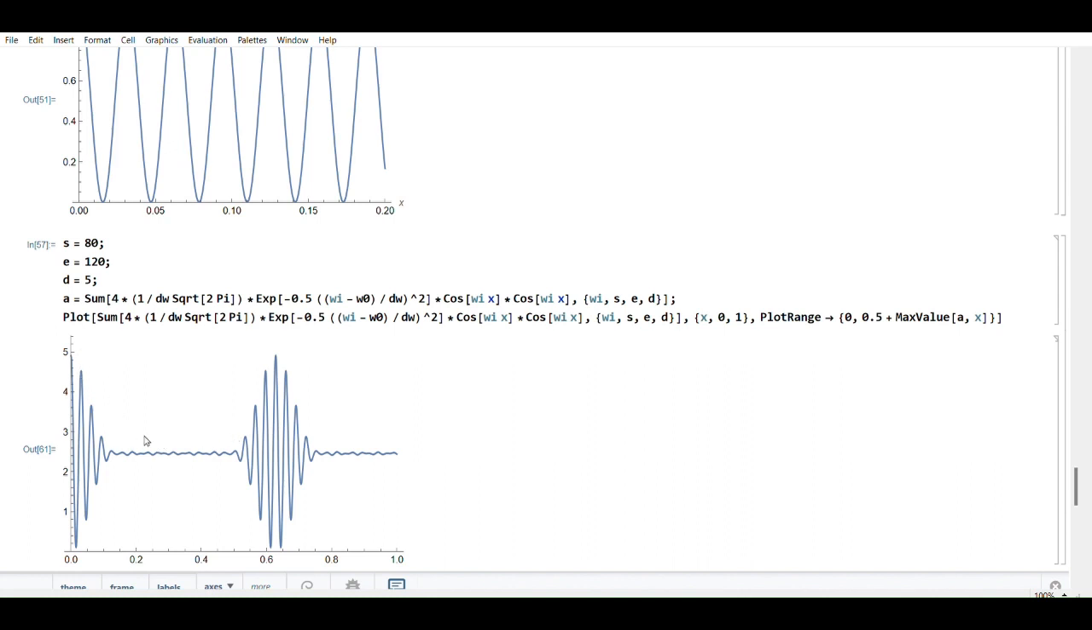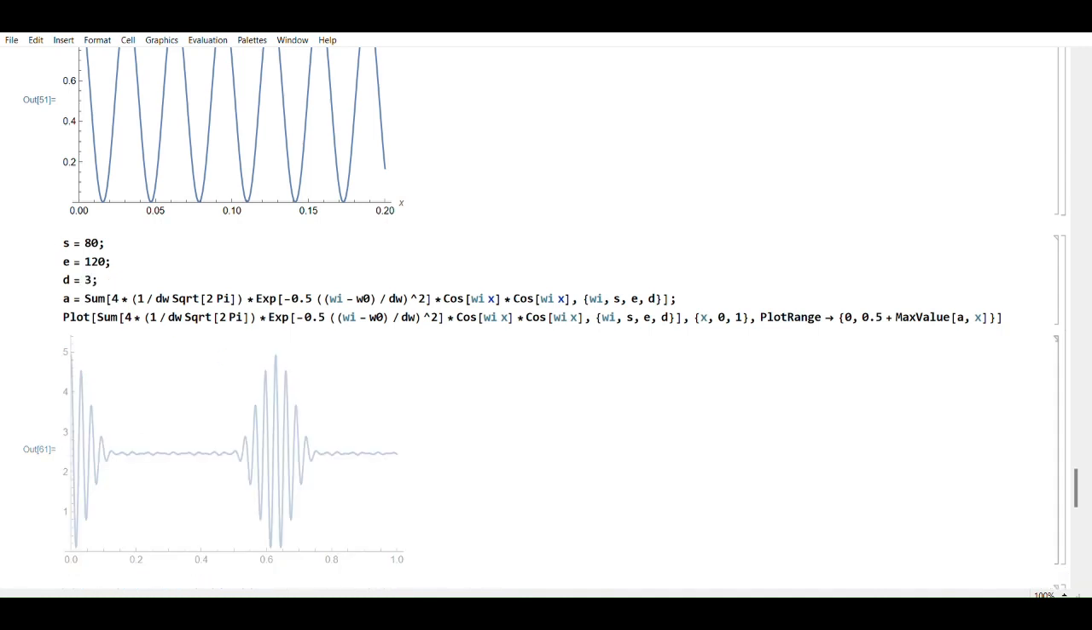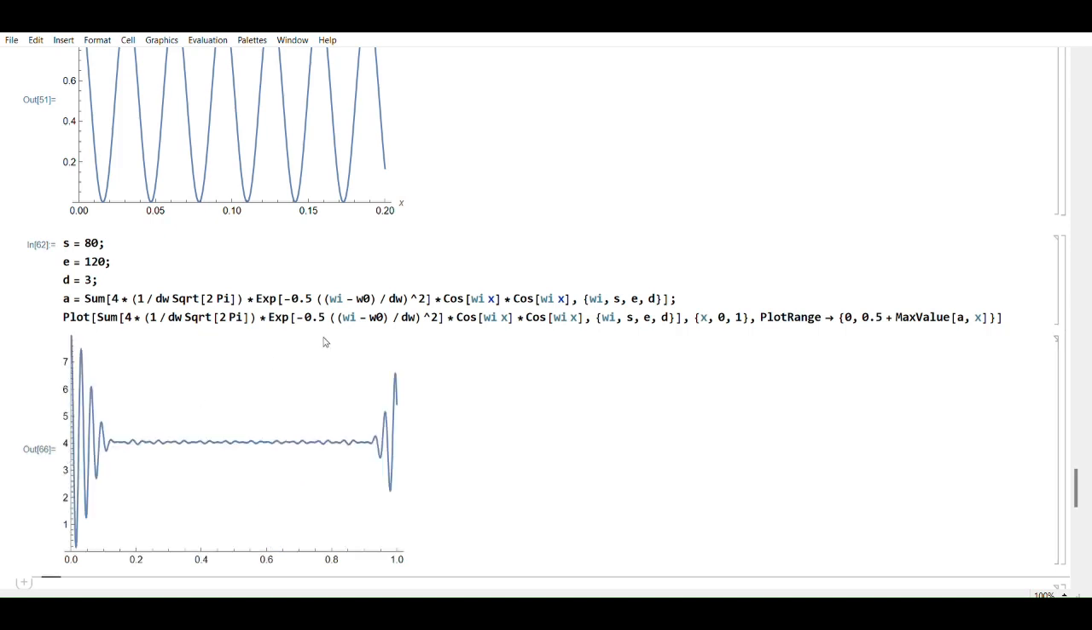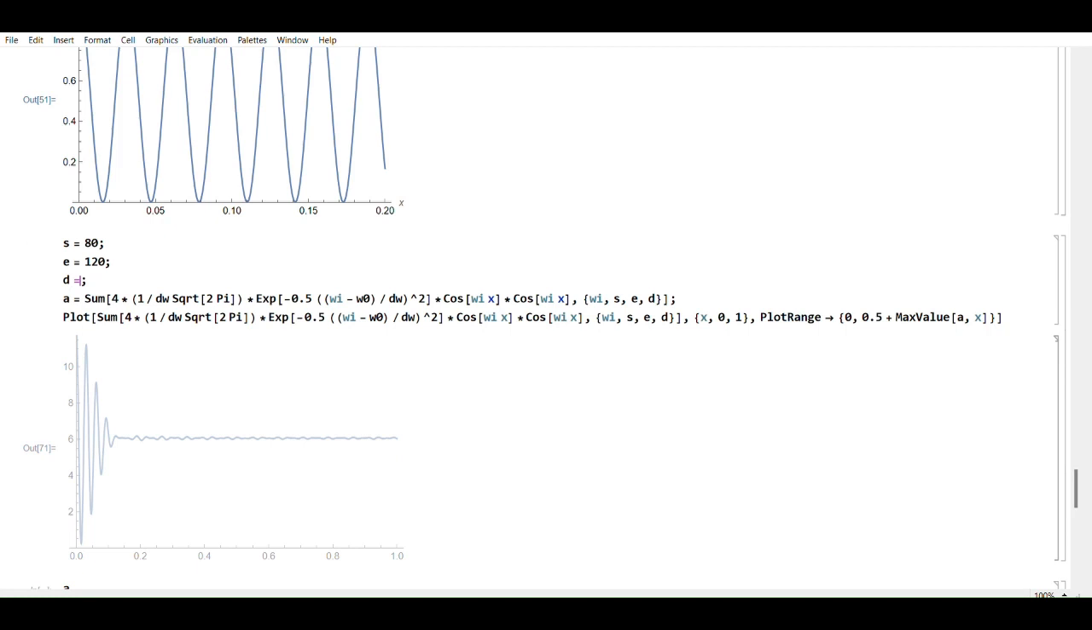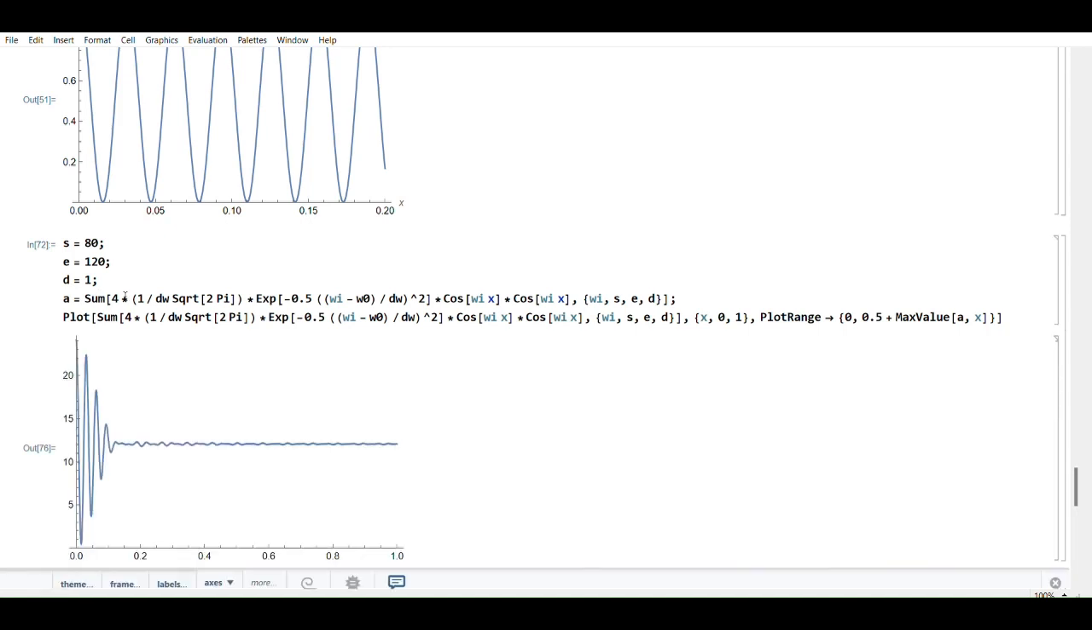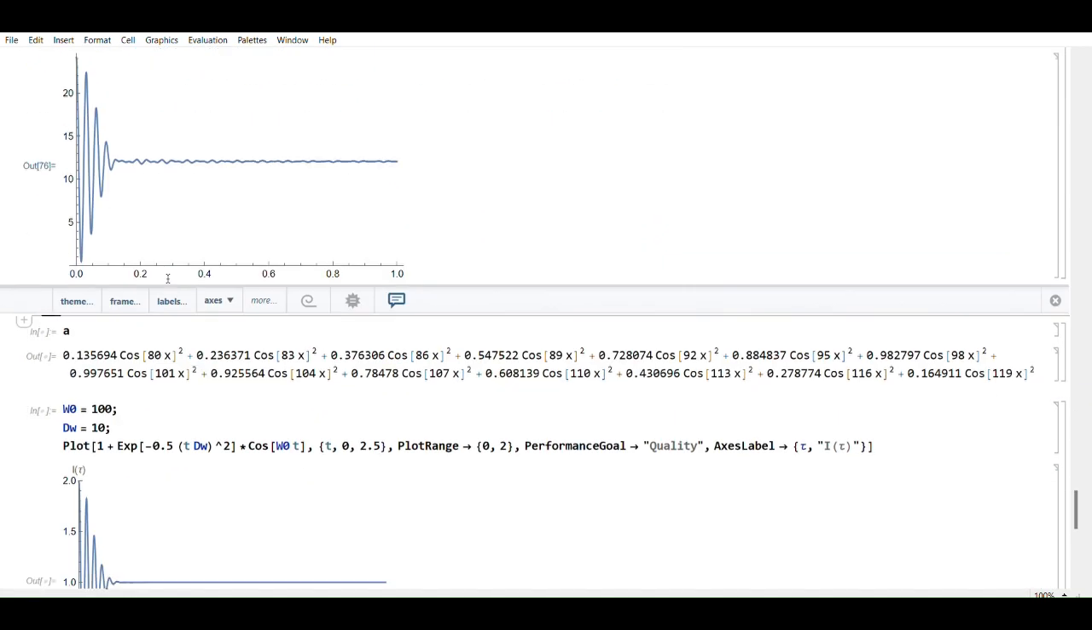As you can see, this periodicity of repetition increases. So now this pattern repeats after a greater distance. If I reduce the step size even further, you see that the repetition starts at an even greater distance. If the step size is even smaller, then at least within this range, the pattern is not repeating. Step size equals 1. And this is how the plot will look.